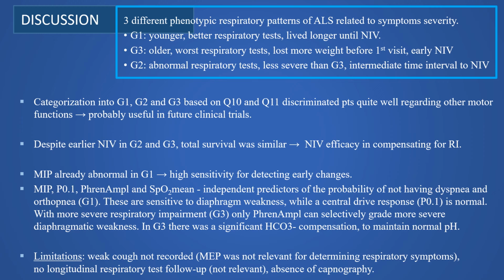And at first visit, even though MIP has a high sensitivity for detecting early changes, we all know that it has an early floor effect. So different respiratory tests should be considered, with significant relevance for the mean amplitude of the CMAP by phrenic nerve stimulation that can selectively grade the patients that have more severe diaphragmatic involvement. And we thank you for your attention.